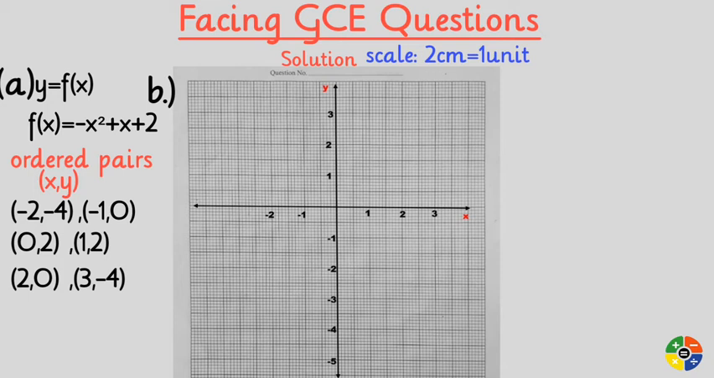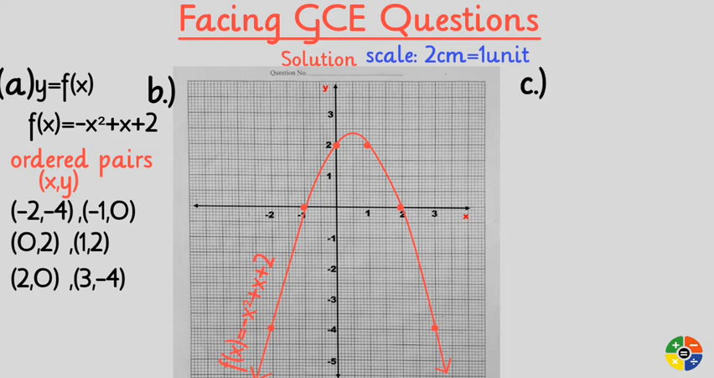Now, moving on to plotting the points that we obtained from the table, we proceed as follows. Negative 2 against negative 4, negative 1 against 0, which is the x-intercept, 0 against 2, which is the y-intercept, 1 against 2, 2 against 0, another x-intercept, and finally 3 against negative 4. I will then draw a smooth curve which will pass through all the plotted points as such.